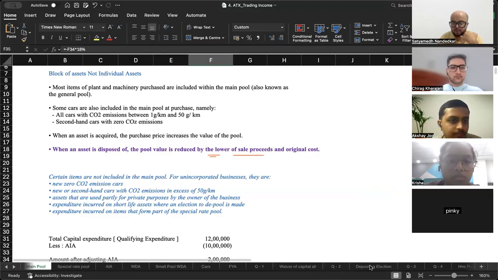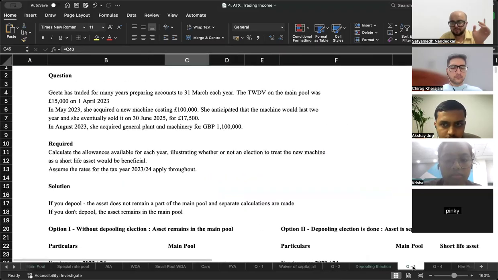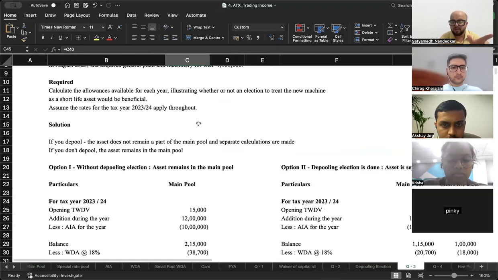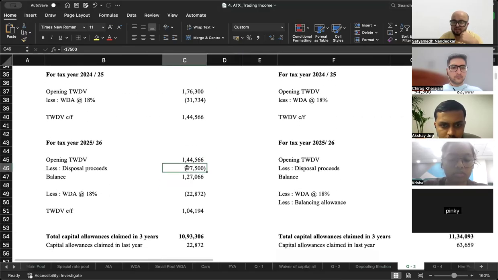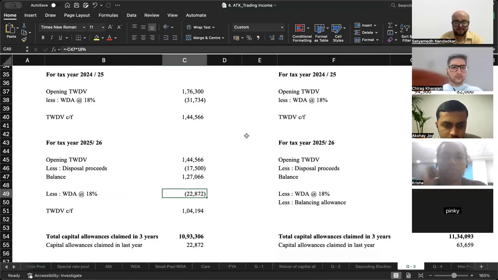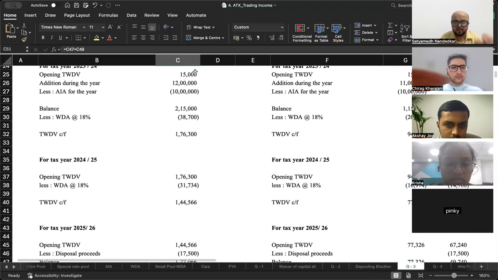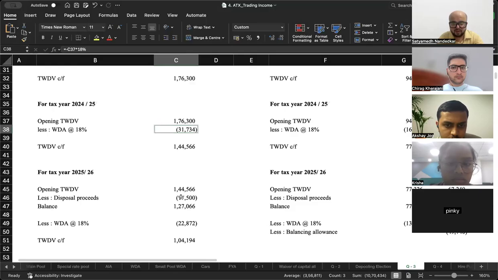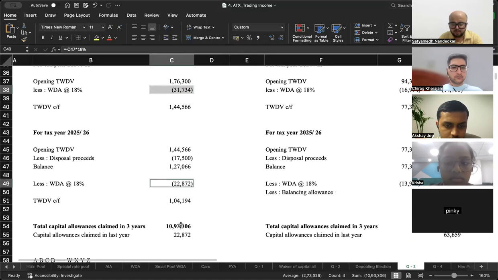ठीक है. What was the original cost? Original cost was 1 lakh, getting sold for 17,500. तो 17,500 subtract करो, balance left is 127,066. From that you subtract written down allowance 22,872. ठीक है, 18% के हिसाब से, एंड यू गेट TWDV ऑफ 104,194.